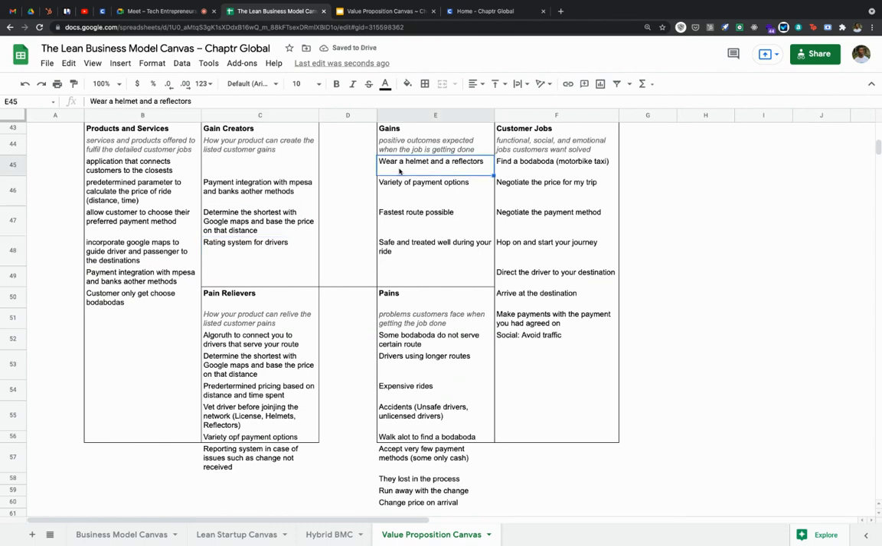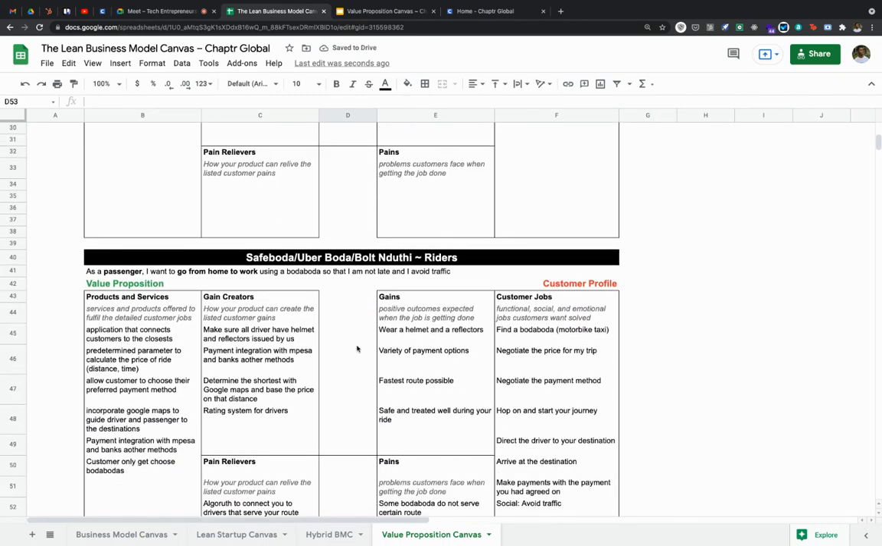And to wear a helmet or reflector, right? What gain creator will we create over here? We'll make sure all drivers have helmets and reflectors actually issued by Safe Boda. That's how they did it, issued by Safe Boda. In fact, they didn't, issued by us as a startup. Cool.